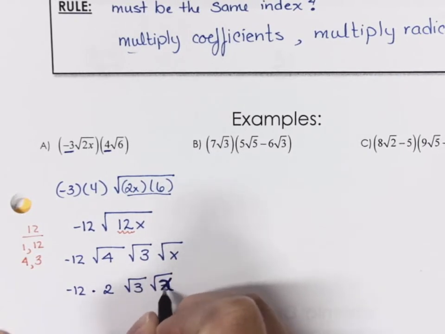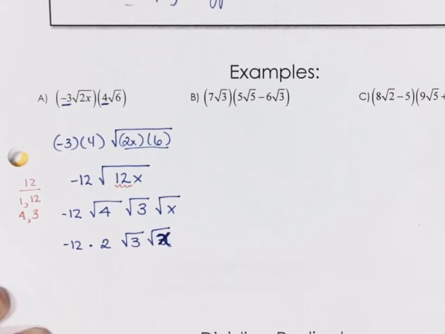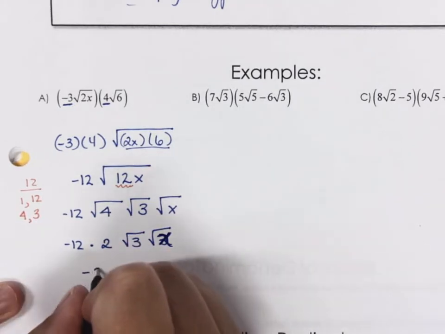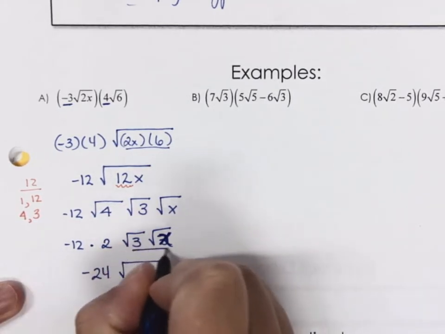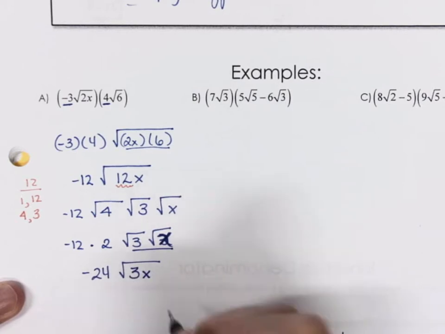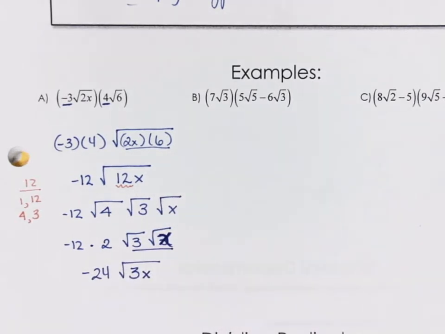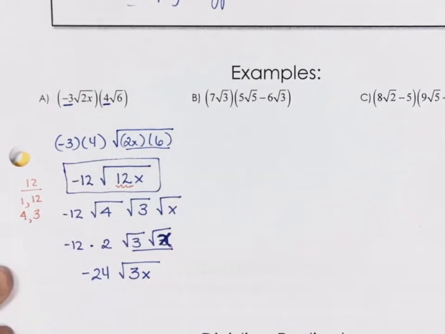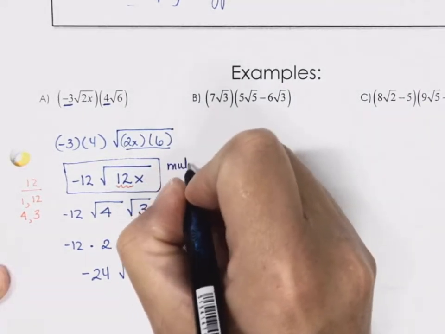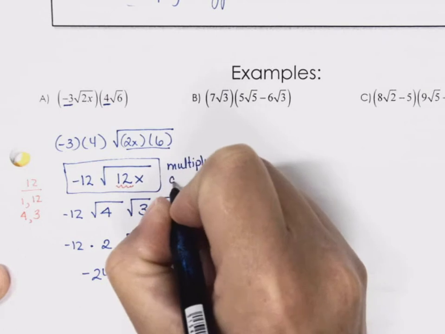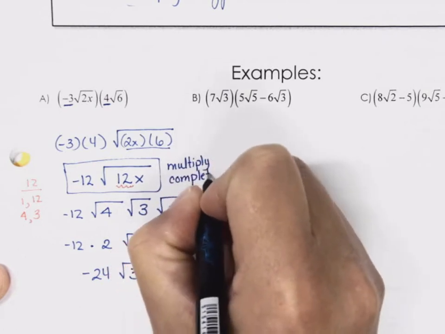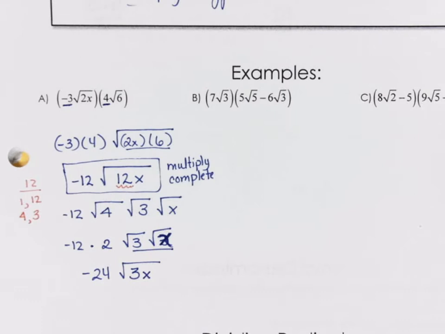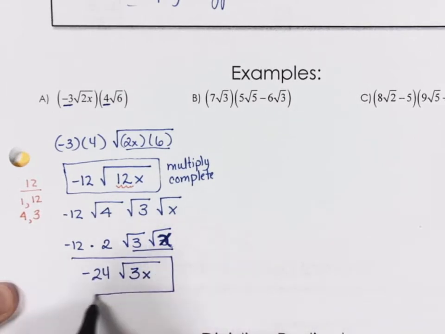I said 3 and then I meant to write x. What's negative 12 times 2? Negative 24. And I just multiply these two back together and they stay under the radicand. So if you left it here, you completed the multiplying. But you didn't give me the answer in the simplest form. So this is the most correct answer.